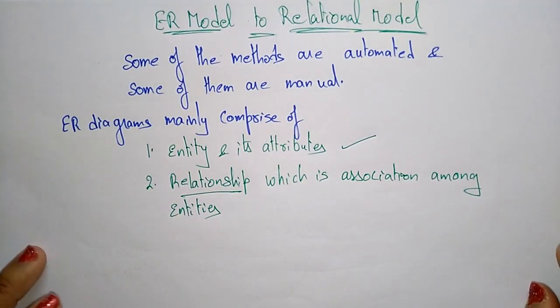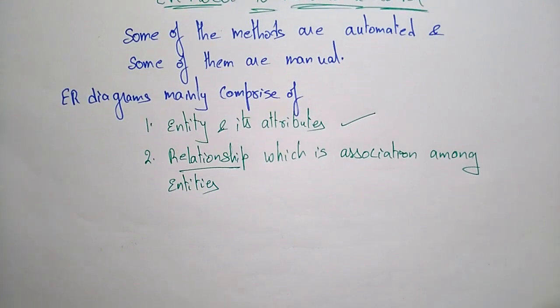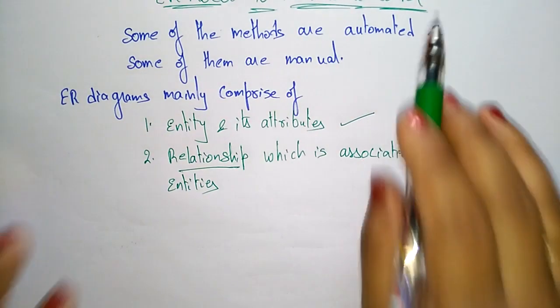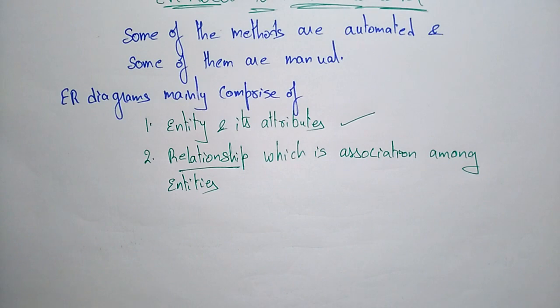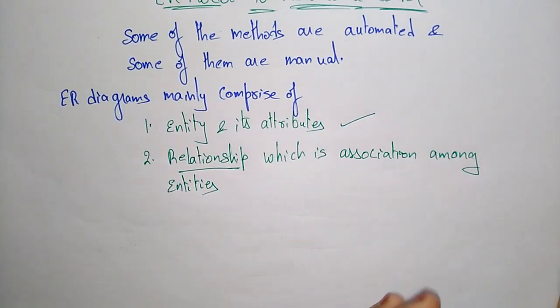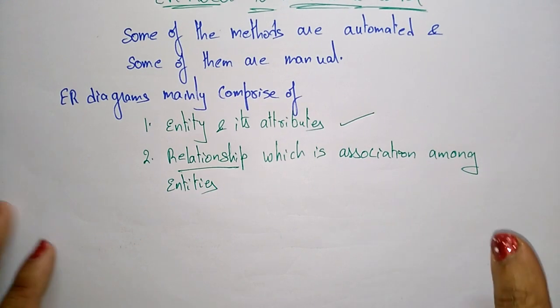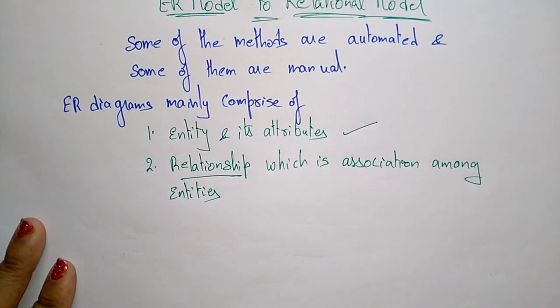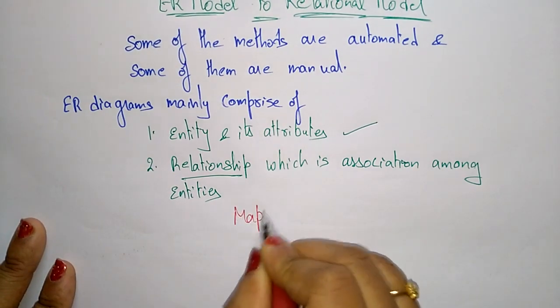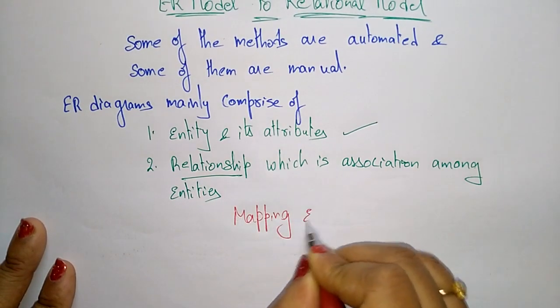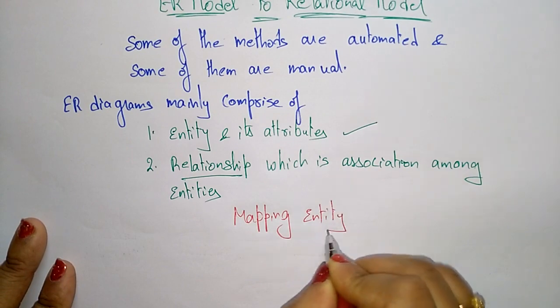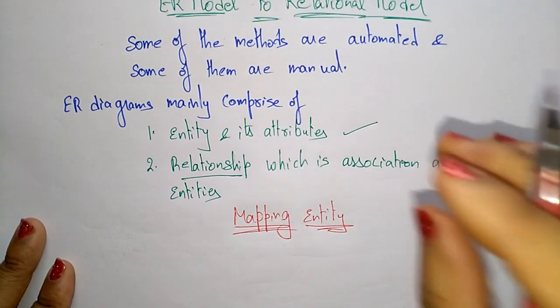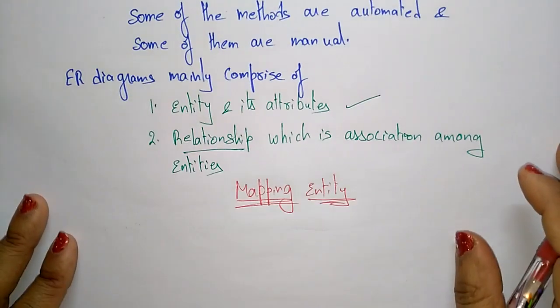the relationships. Now let us see the relational model. Relational means it's just a communication between one entity to another entity. So this relational model can be represented by using mapping entities. So you have to remember, mapping entities. So the relational model depends upon the mapping entity.